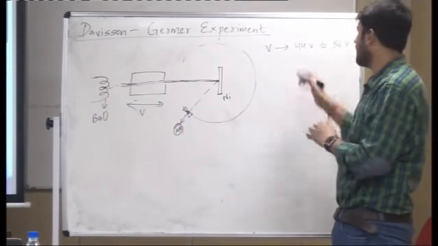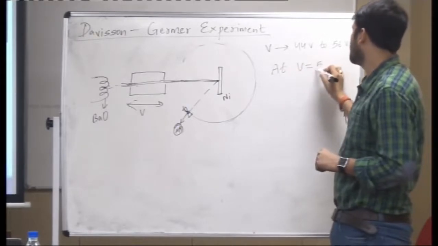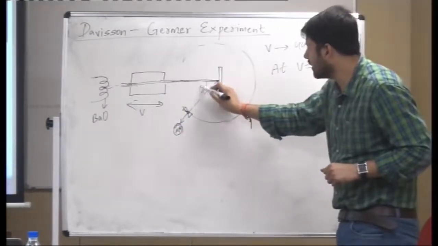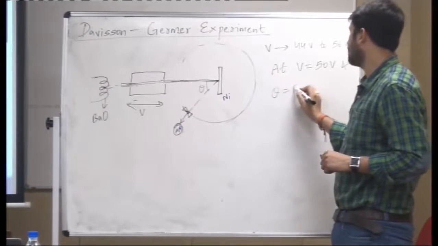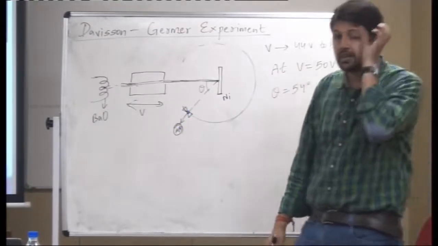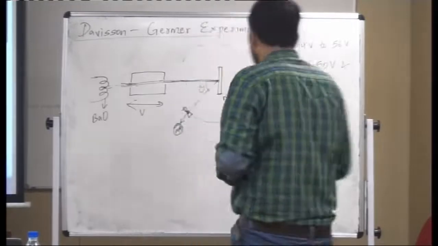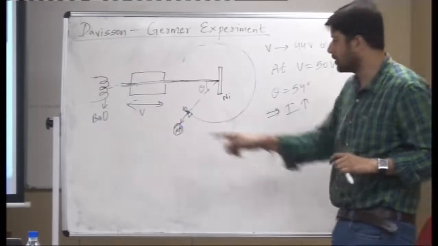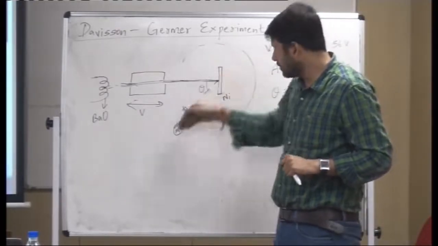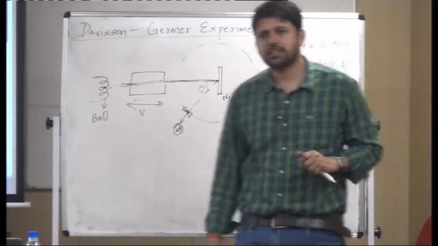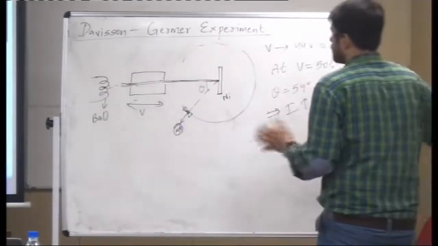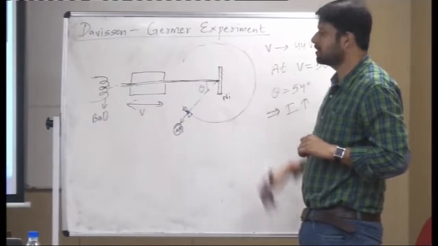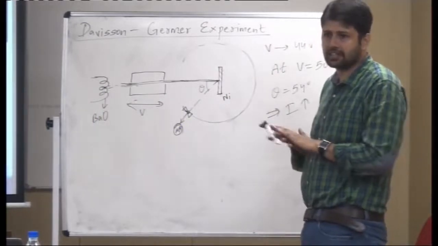So what they found was that at V equal to 54 volt, and at a particular angle theta, a very sharp current was observed. A high current was observed through the detector, which means a lot of electrons are coming this way. So what they said was that nickel crystals have different layers like this.